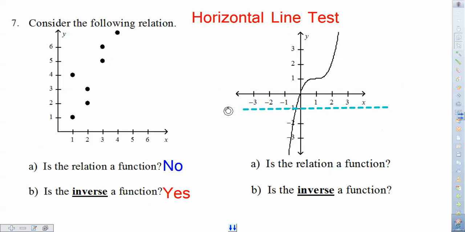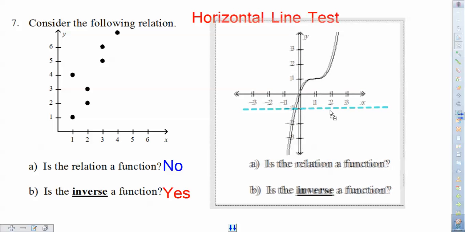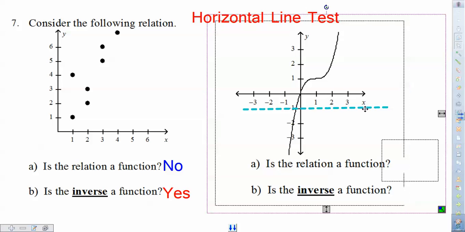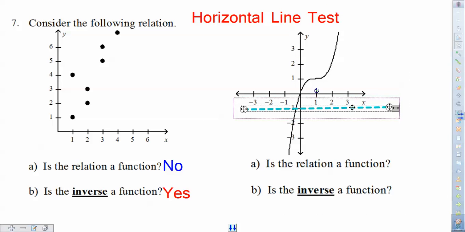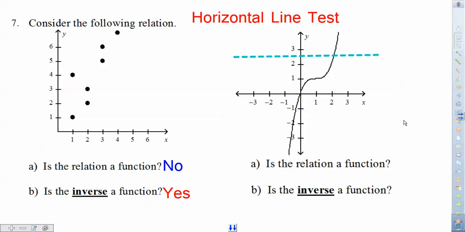Notice that if we turn this into a horizontal line test, oops, moved the wrong thing there, didn't I? That's better. Horizontal line test, I'm not hitting this at multiple spots, even right there. Kind of pixelated there, but yeah, we're not hitting that graph more than once. So that's a C for both. Yes and yes.